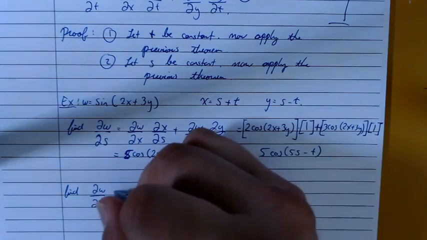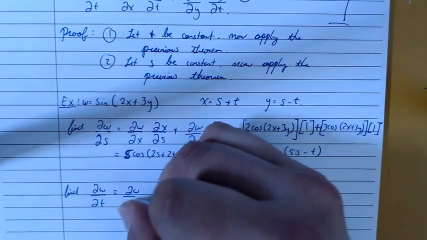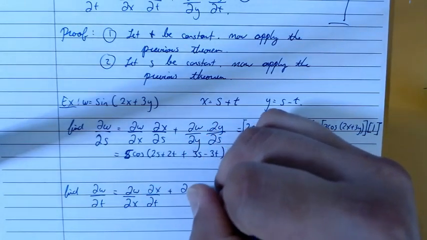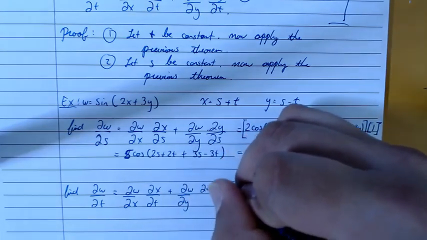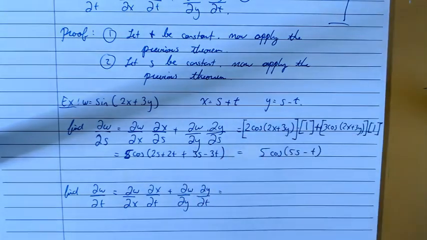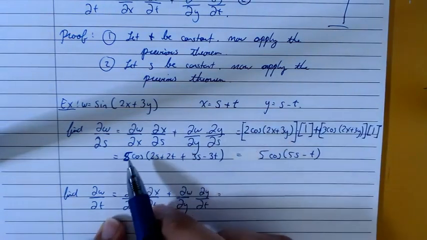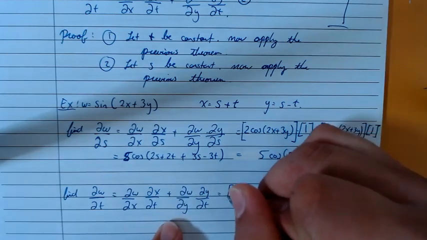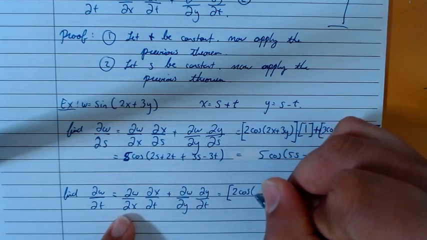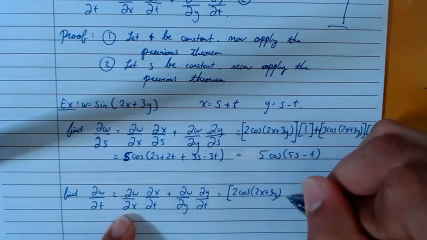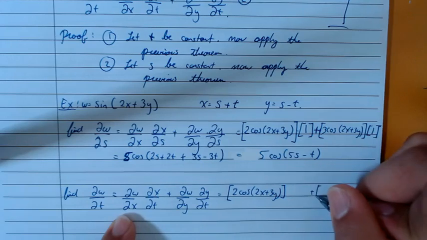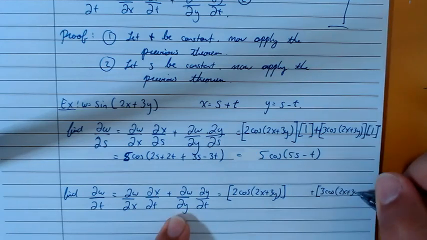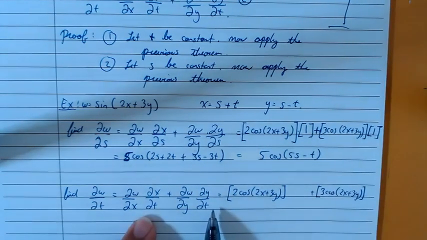All right, so del w del t is del w del x times del x del t plus del w del y times del y del t. Here you can take advantage of the fact that you already know del w del x and del w del y. You don't need to compute those. We already had those. So that first one is 2 cosine of 2x plus 3y. And then the second one over here is 3 cosine of 2x plus 3y. And now we just need to compute these.